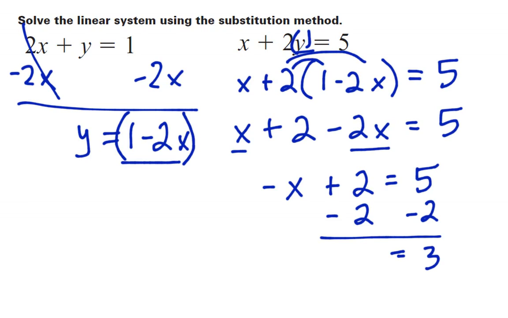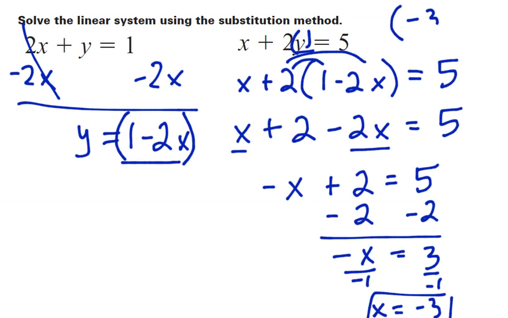So now there's a 3 over here and a negative x there. So if I multiply both sides by negative 1 or divide both sides by negative 1, I get x equals negative 3. I now know the value of x for the solution. That actually gives me half of the answer. I'll come up here and put half of my answer.